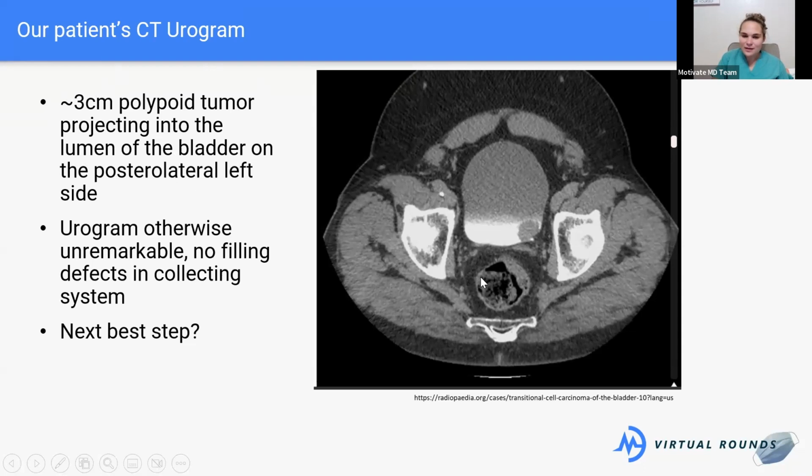Notably right here is the rectum, just to orient you a little bit. And this is looking at the feet. Otherwise unremarkable, okay? So his CT urogram just shows this tumor here, and everything else was normal. So what's the next best step? You might know this because we talked about the two things you would need to do if somebody has gross hematuria. We've looked at the upper tract. We see that there's a concern for a tumor. What else do we need to do?